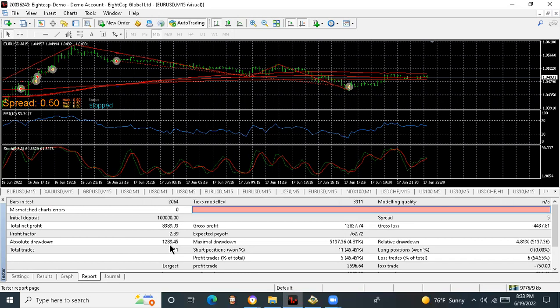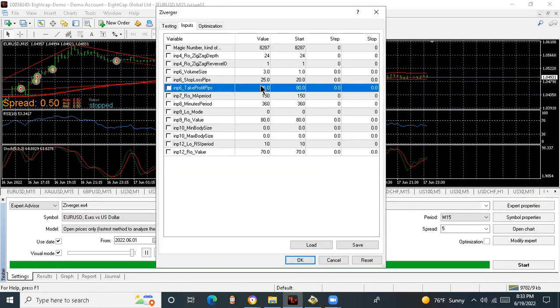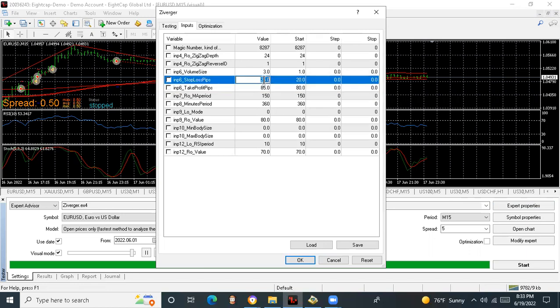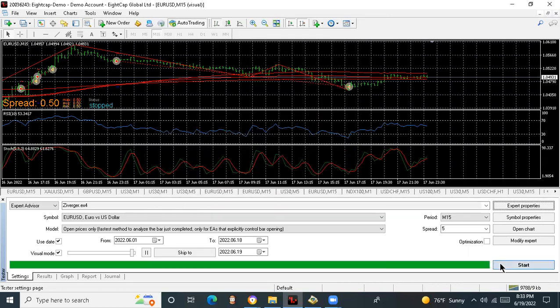Okay, absolute drawdown 1.2%, maximal drawdown 4.8%. Now, that's cool. Like I said, I can be super aggressive, or I can sit here and just do something like this. I can do a 30 pip stop, 30 pip target, 1-to-1. You know what I'm saying?